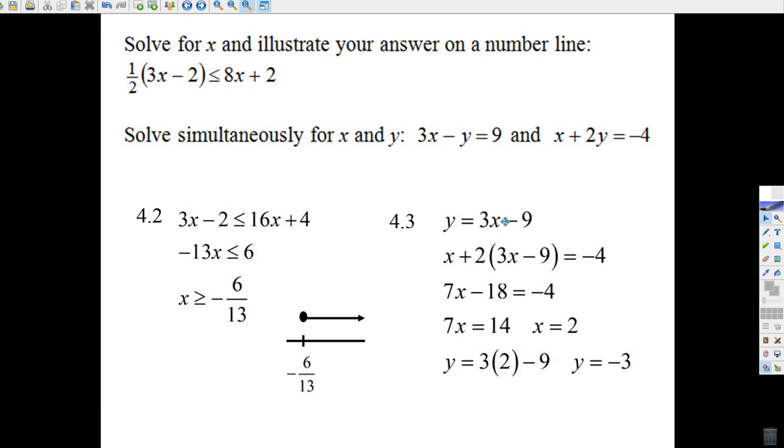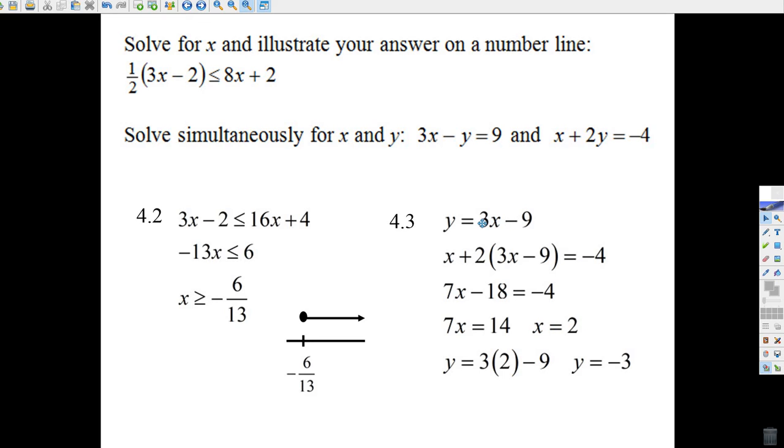Now, if y equals 3x minus 9, I can substitute that y with 3x minus 9. So I do that. That gives me 6x plus another x is 7x, minus 18 equals minus 4. All I did was put 3x minus 9 in there, and then I'm going to work it out. I'm going to add 18 to both sides. I'm going to divide by 7. There it is. X equals 2.